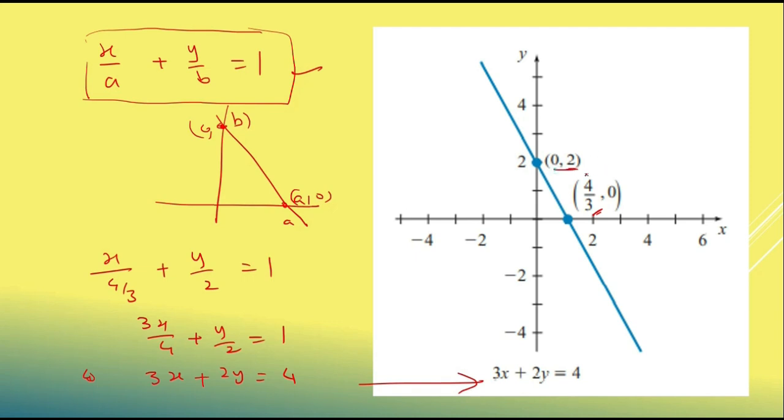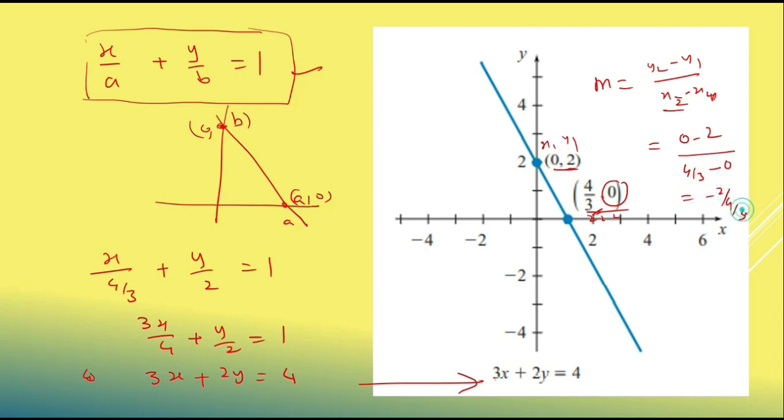When you know 2 points, then you can identify the slope and y-intercept, or from these points x1, y1, x2, y2, you can calculate the slope. M is y2 minus y1 over x2 minus x1. Here y2 is 0, y1 is 2, x2 is 4 over 3, minus 0. So straight away it will give minus 2 over 4 over 3, which is minus 6 over 4, which is equal to minus 3 over 2. So there are multiple ways to identify the line.